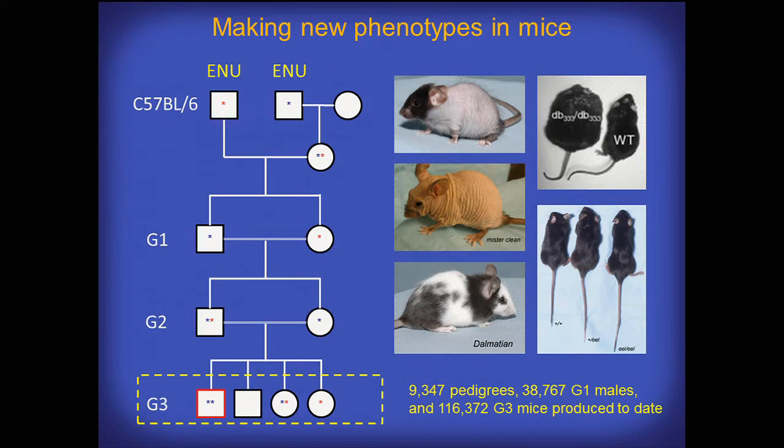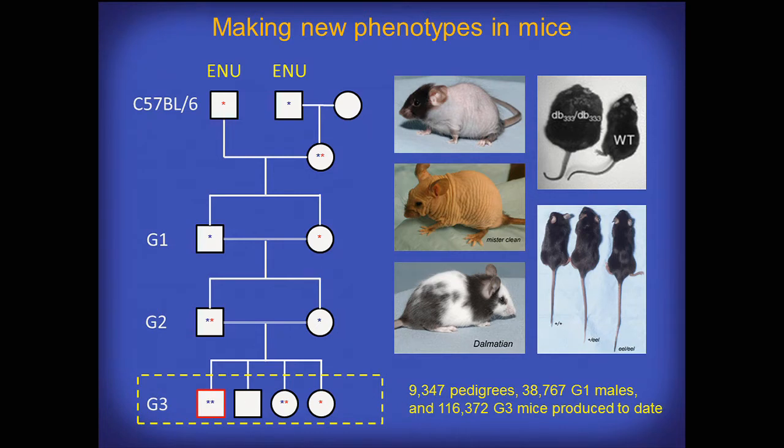Practically speaking, what we've been doing for quite a long time has been to mutagenize mice with a chemical agent, an alkylating agent called ethyl nitrosourea. These mice are then inbred through a series of generations to produce G3 animals, which can be homozygous for the mutations produced in their great-grandparents.